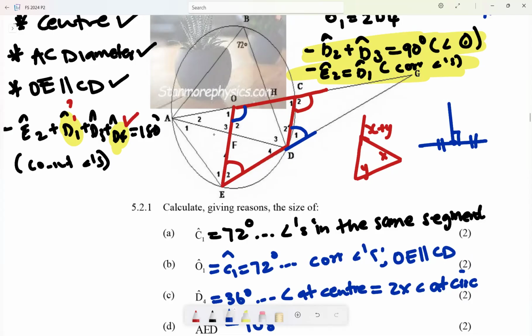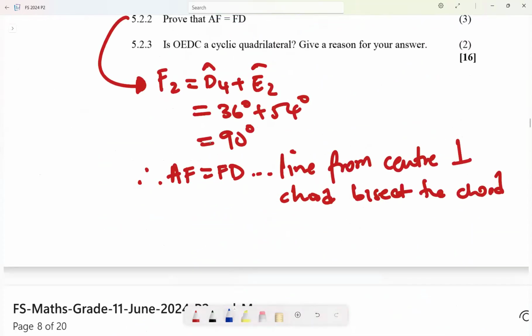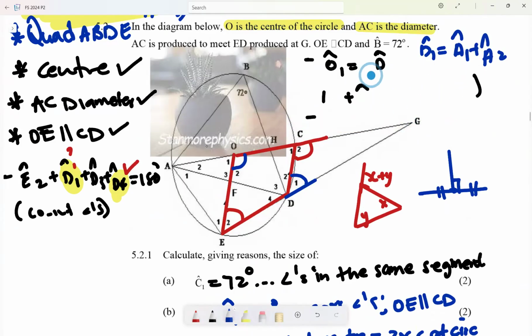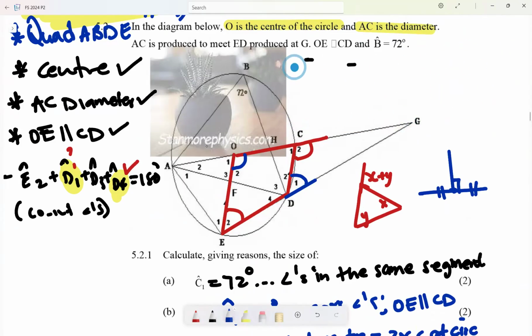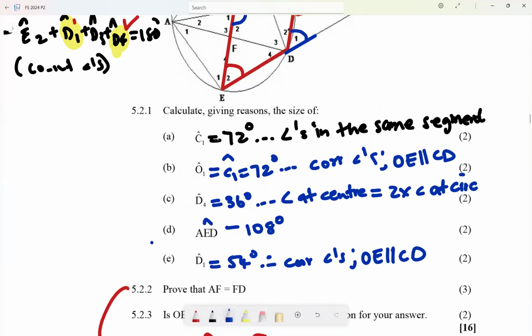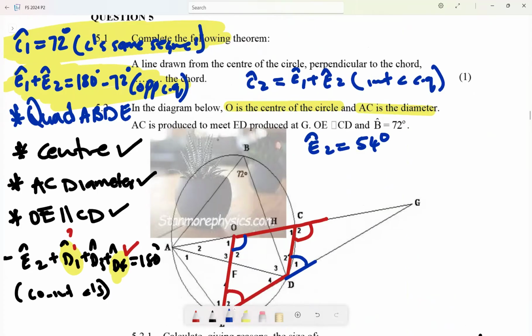Let's see C2. How much is C2? Okay, we do not know C2. Let's try to see if C2 is equal to E2 in any way. Remember E2 we already know. E2 is how much? Oh, 54. Let's see if C2 is equal to 54 now. How can I do that?